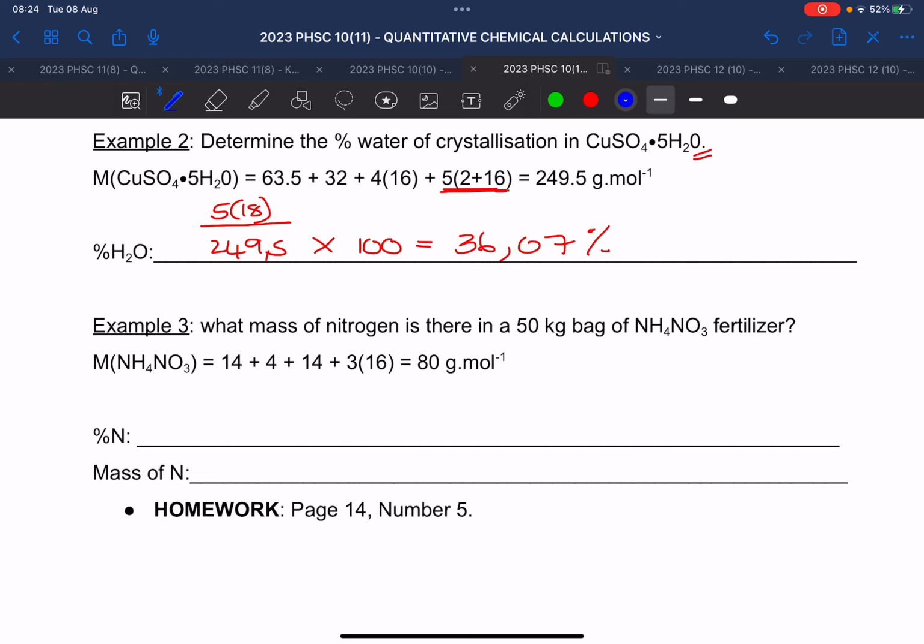They ask, what mass of nitrogen is there in a 50 kilogram bag of ammonium nitrate fertilizer? Where do we use fertilizers, Orna? In crops. To do what? To grow. Okay. So fertilizers we use to help crops grow.